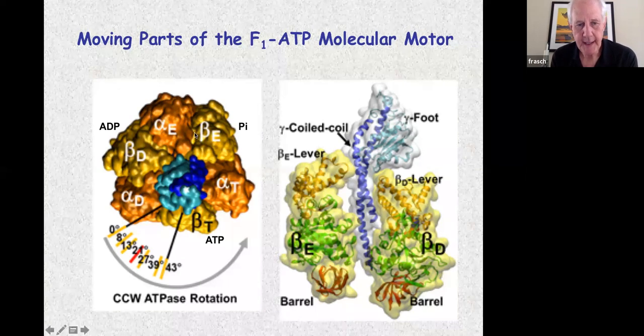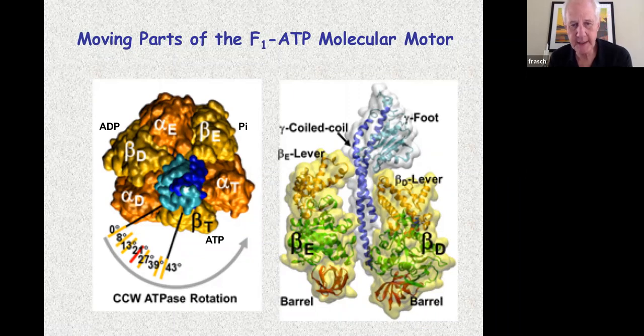And at any one time, you're going to have one empty site, one site where you have an ADP bound, and one site where you have an ATP bound. The binding sites for the catalytic sites are in between the alpha and beta subunits, but it's mostly the beta subunits that are doing the work. They have most of the amino acids that form the catalytic process.